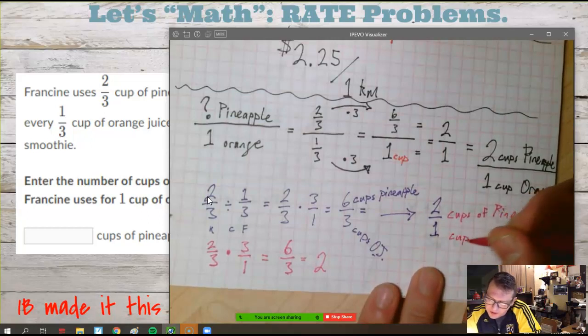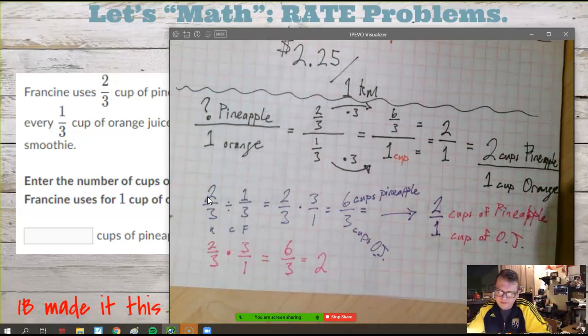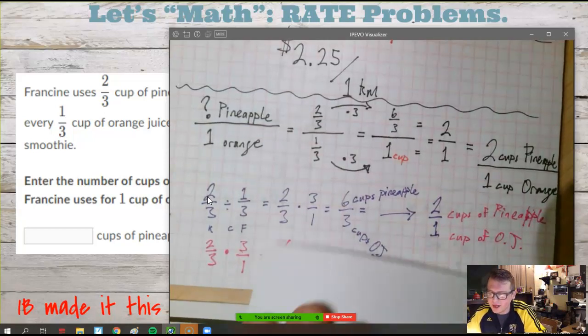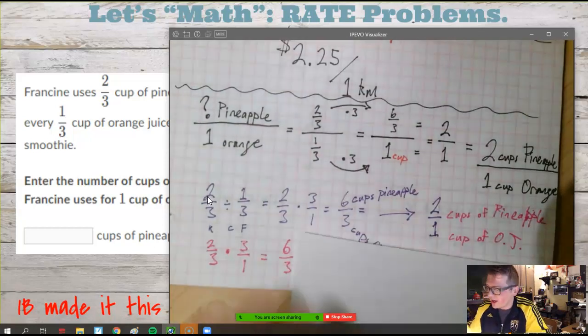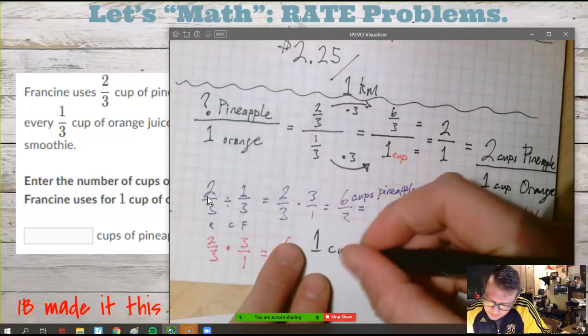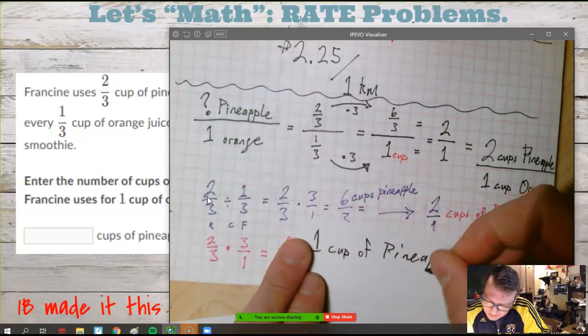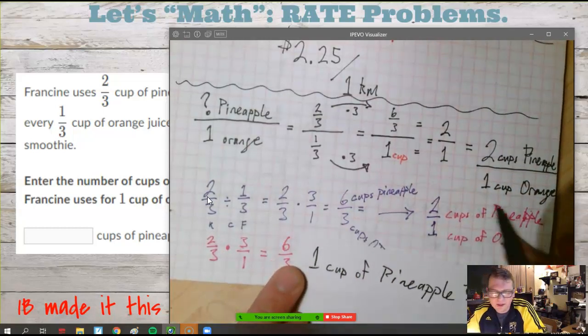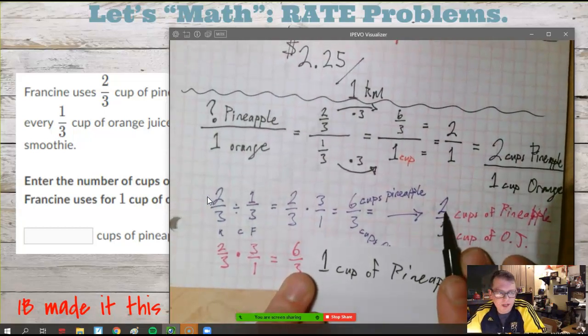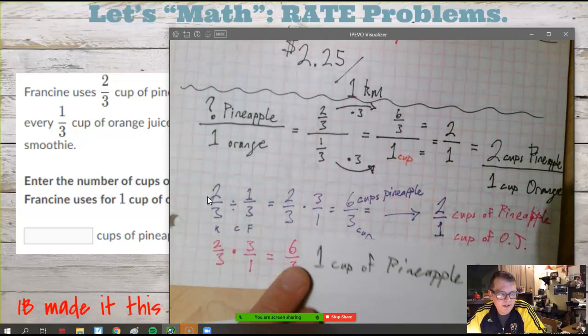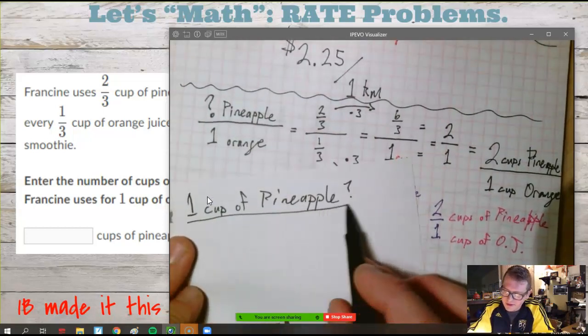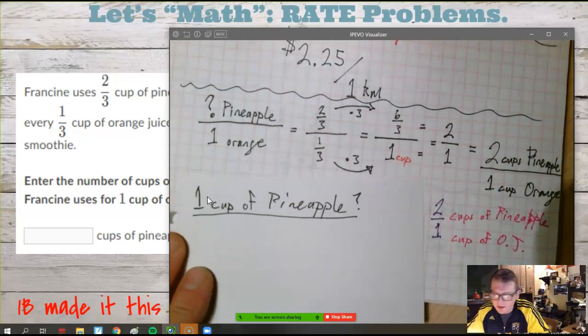And 1 cup of OJ. Any questions? What if I turn this around and say, okay, if I want 1 cup of pineapple juice, can anyone tell me if I had only 1 cup of pineapple juice, how much would I have of OJ? How do I go from 2 to 1?